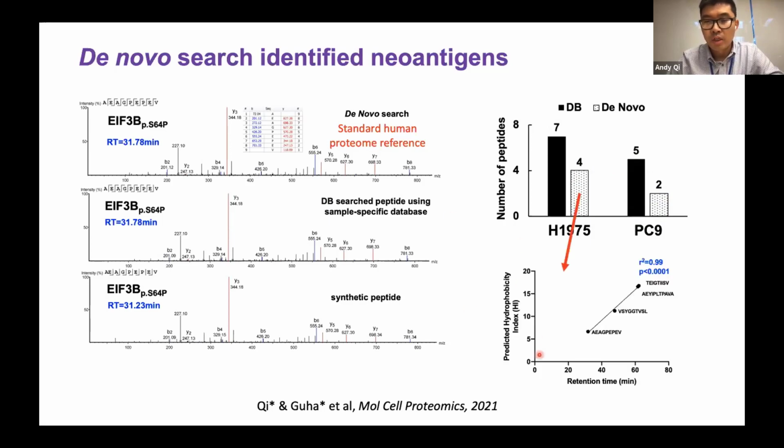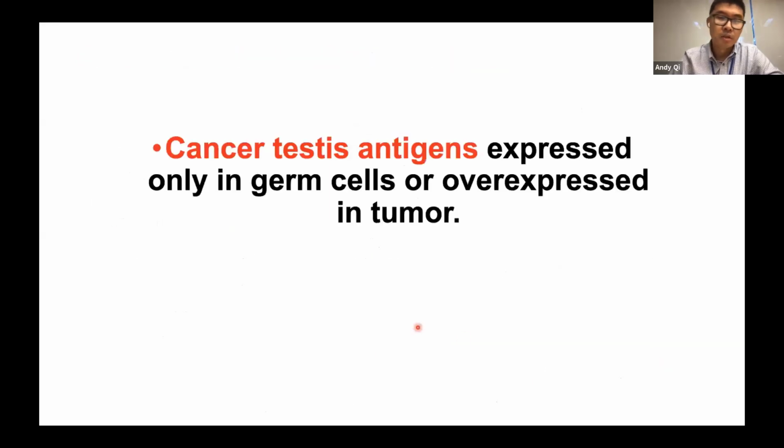When we did the correlation between the HI, the hydrophobicity index, and retention time, we got an amazing R-square of 0.99. So it's a really good indication that the de novo search has done an amazing job here.